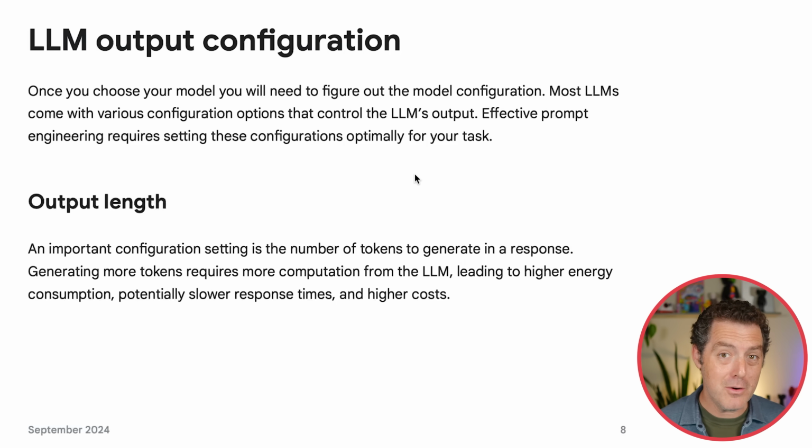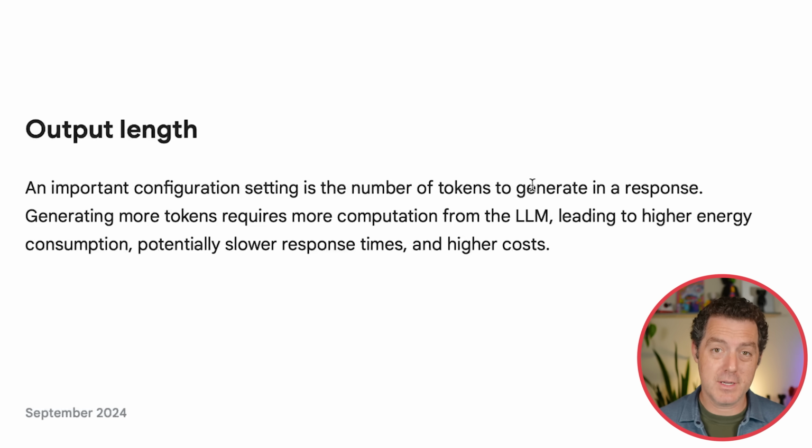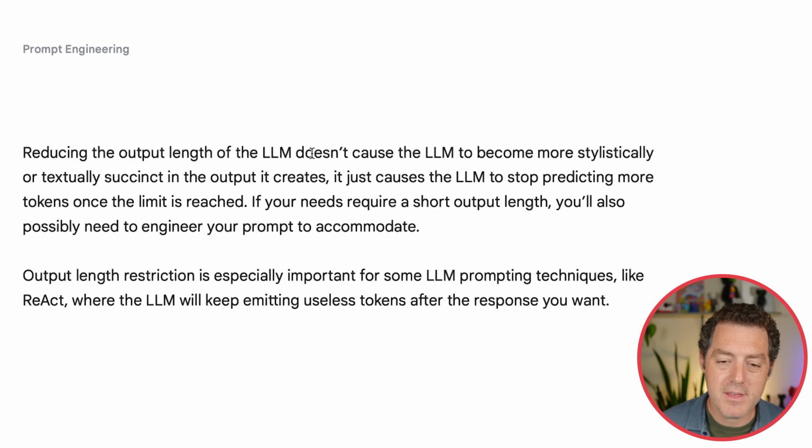But if you ask it for code, this output length setting might make a big difference. Now, if the model's outputting more tokens, that potentially costs more money, takes longer, and uses more energy, more electricity. But here's an interesting nuance to keep in mind. Reducing the output length of the LLM doesn't cause the LLM to become more stylistically or textually succinct in the output it creates. Instead, it just causes the LLM to stop predicting more tokens once the limit is reached. If you set the output length really short, it's not going to give you shorter, more succinct answers. It's just gonna stop outputting once it reaches that limit.